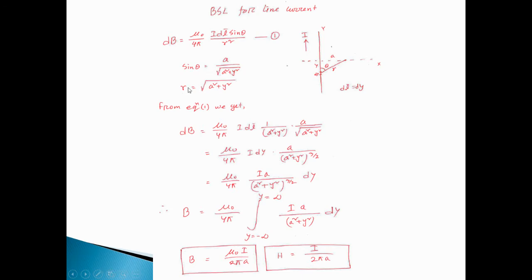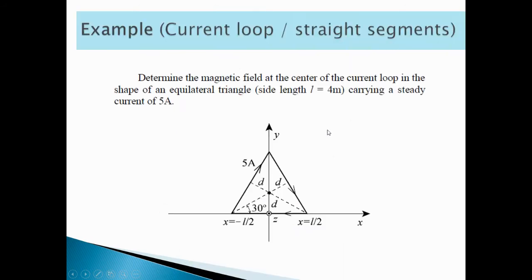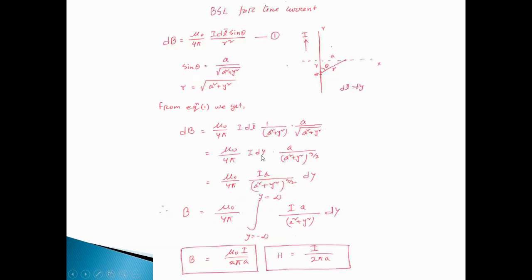We replace these values in equation 1. We find it here, and then dl we replace by dy, and it basically becomes an integral. If we integrate this side, we get total B. Integrating from y minus infinity to y plus infinity, we get something like this. So B is equal to mu naught I divided by twice pi a.